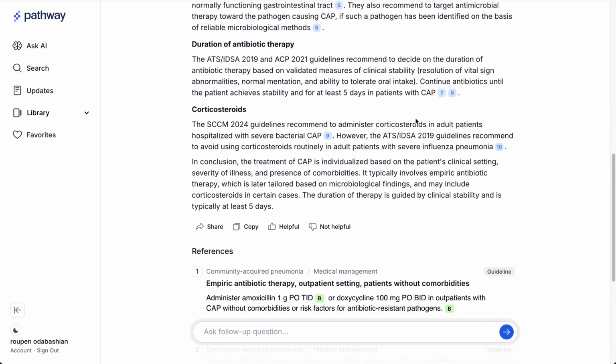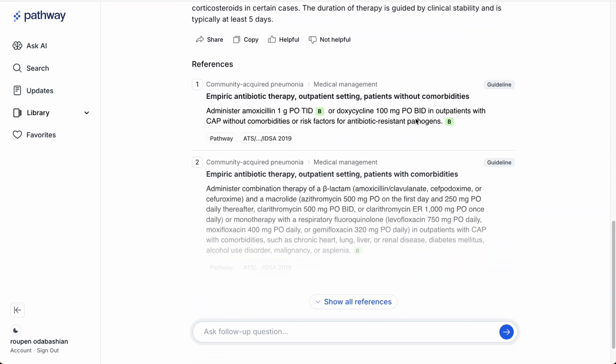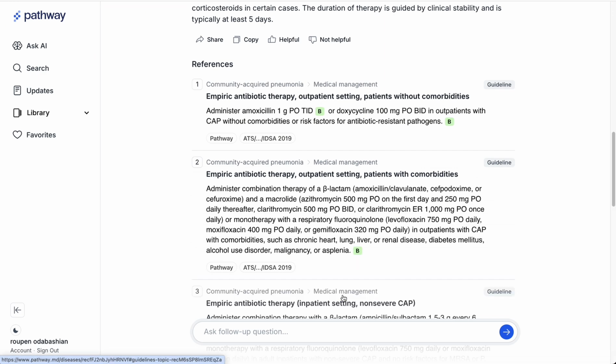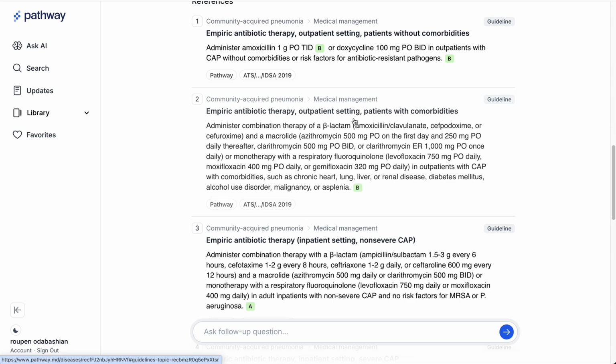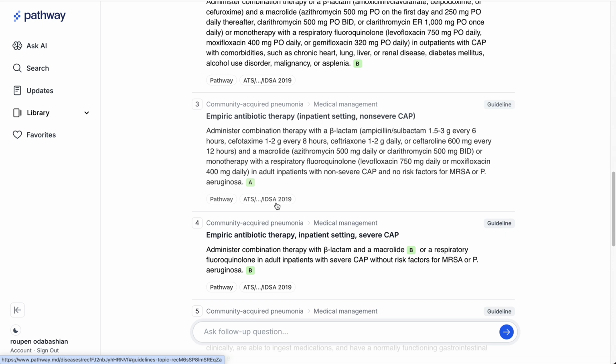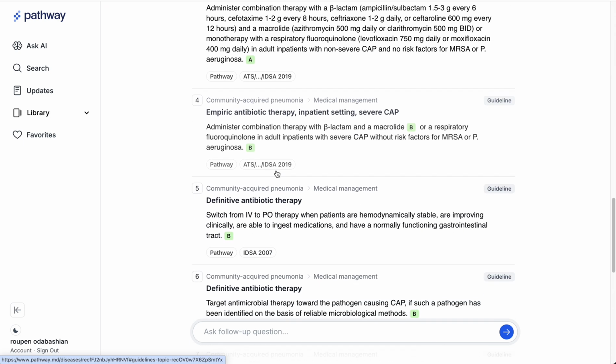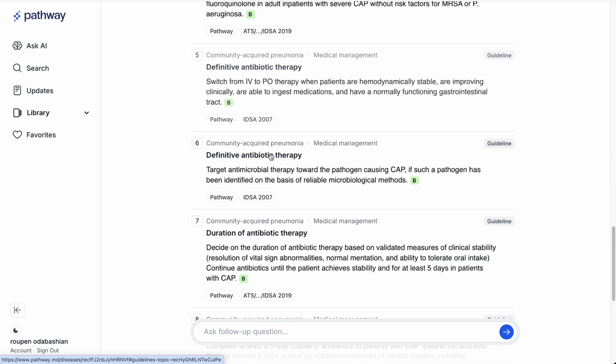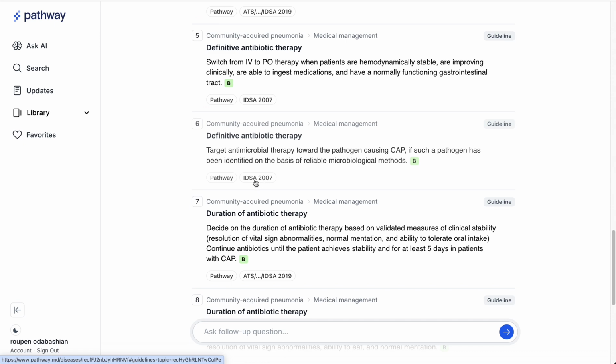So it gives you also different references here. So it used this reference from the IDSA 2019, and then it used empiric antibiotic therapy, outpatient setting, patient comorbidities, and then empiric antibiotic therapy in patients. So it looks like it pulled the answer from the guidelines, and this is the IDSA, the infectious disease guidelines. They are 2019 guidelines, and also on top of that, it looks like it used the IDSA 2007.